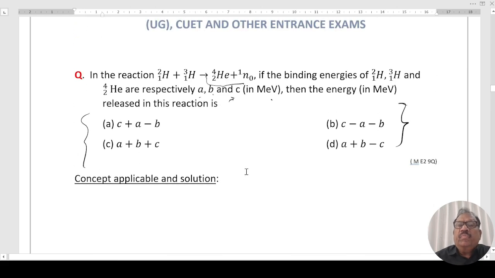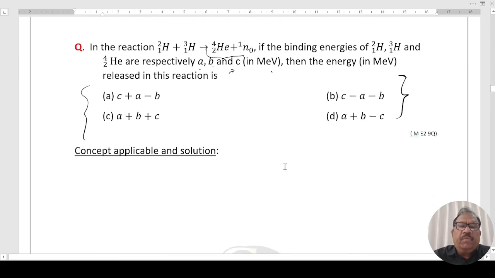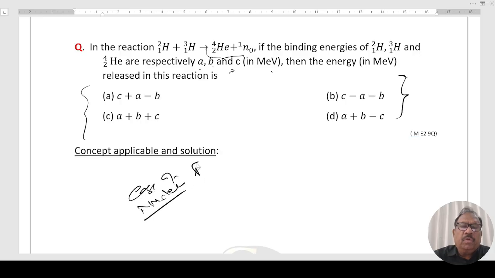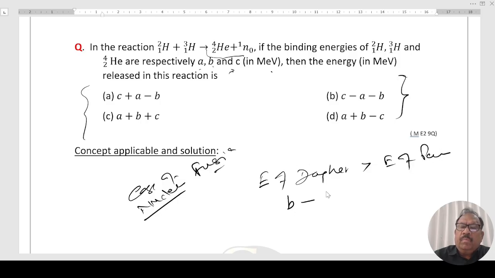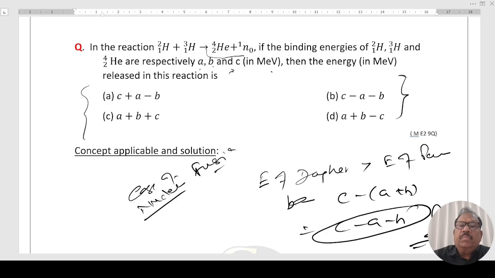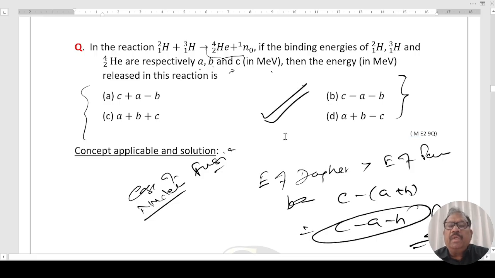It means binding energy. It is a case of nuclear fusion. The binding energy of the daughter nucleus should be greater than the binding energy of the parent nuclei. That is C minus A plus B. This is the answer, C minus A minus B. B option is the correct option. Right? Next question.